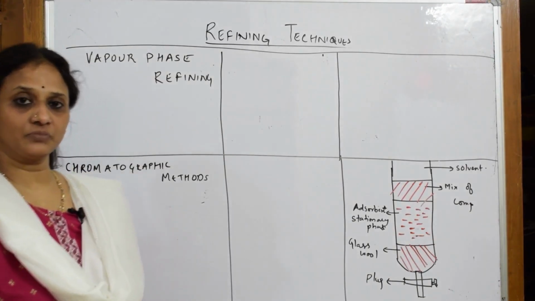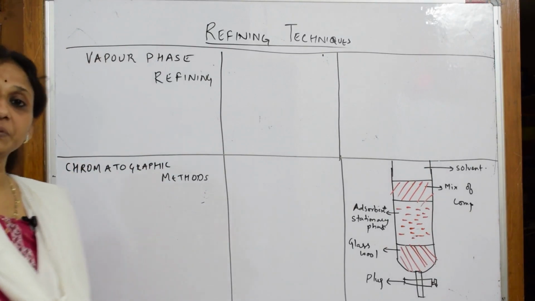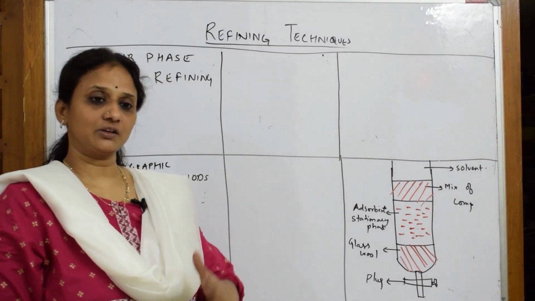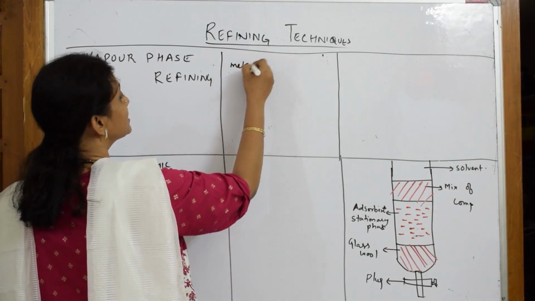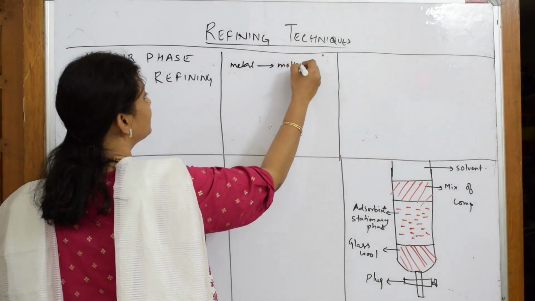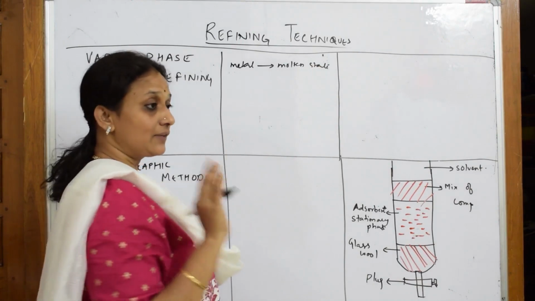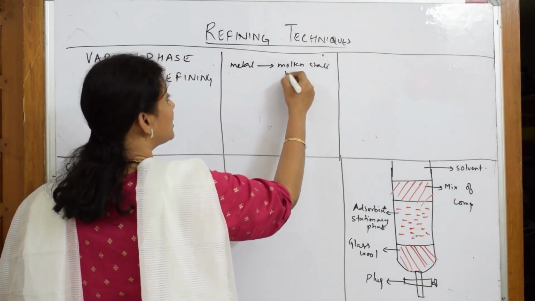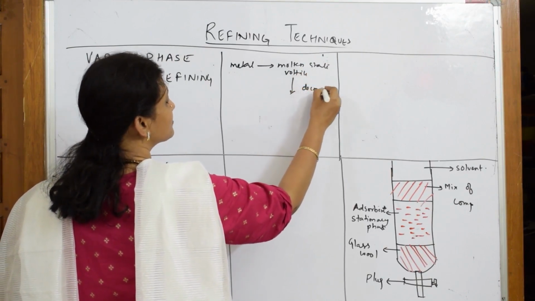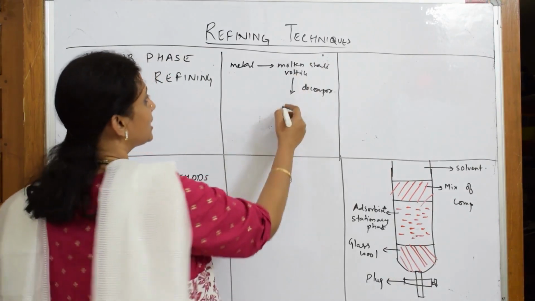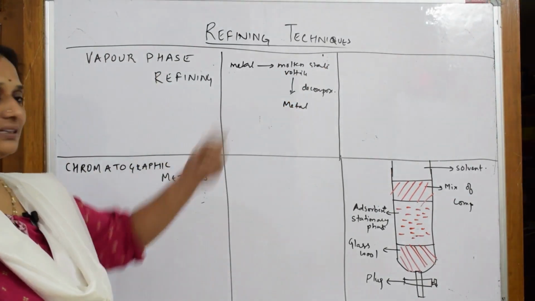After the liquation method, let us see the next refining technique. This refining technique is called vapor phase refining. So what is the concept here? The concept is the metal getting converted into a molten state, right? And when it is converted, it is volatile in nature. And when this volatile compound is further decomposed, it forms the metal again. This is your concept. So basically you have two types of methods to explain this.